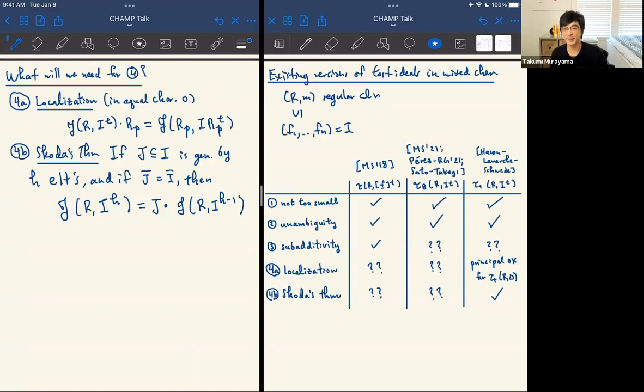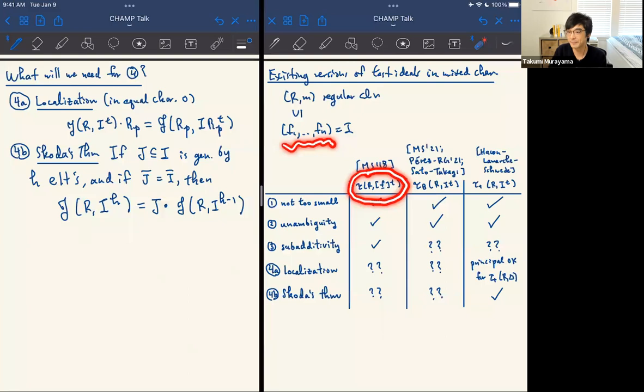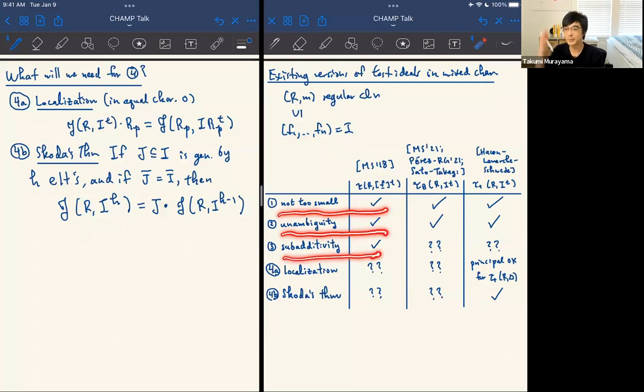Let me tell you what's going on in this table though. So as I told you before, in the Schwede proof in 2018, they invented these things called perfectoid test ideals. And the notation is written down this way because it really depends on the set of generators f1 through fn. For their theorem, they were able to prove that it's not too small, that it satisfies this unambiguity statement, and it satisfies subadditivity. So 3/4 of that proof all work perfectly fine.